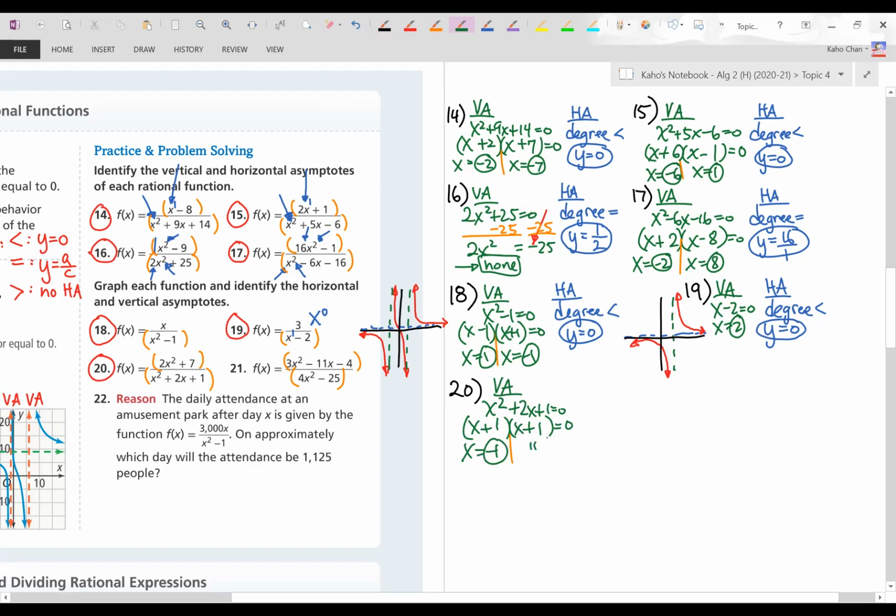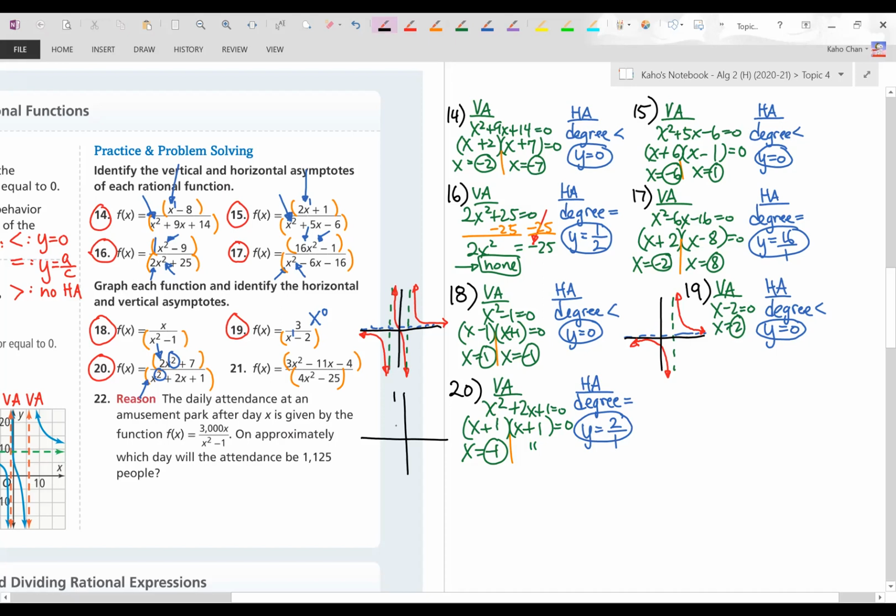Ditto there. Horizontal asymptote, the degrees are the same. The top degree is 2, the bottom one is 2, therefore the degrees are equal. Which means y equals the top leading coefficient 2 over the bottom leading coefficient 1. Right there and right there. So my horizontal asymptote is y equals 2. Let's graph that over here on the left.